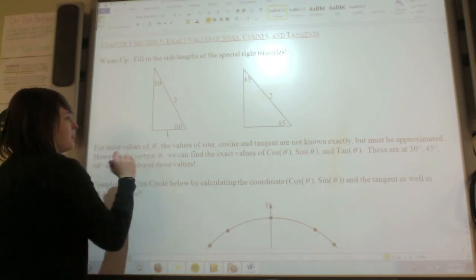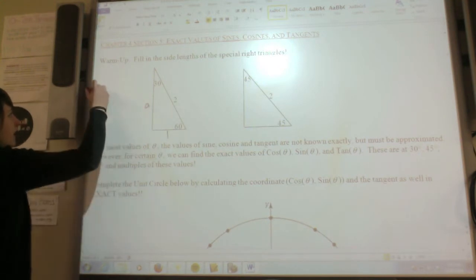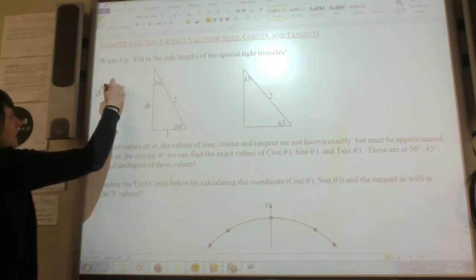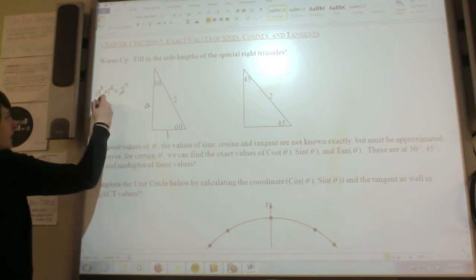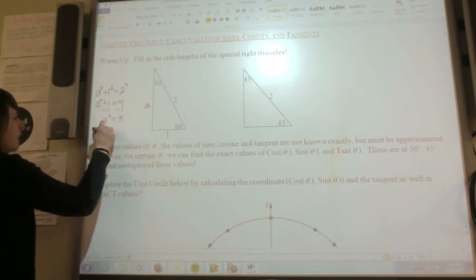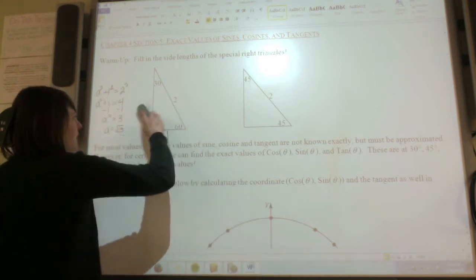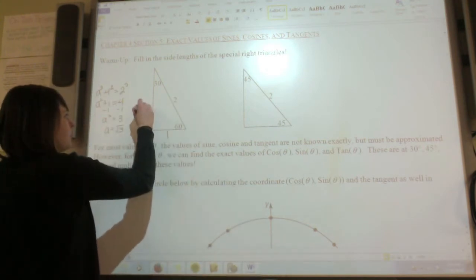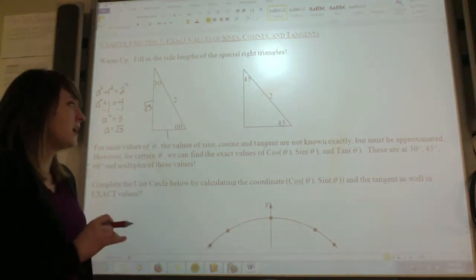And then, to get my other side, I can just use the Pythagorean theorem. So I can say, let's say this is a squared plus 1 squared equals 2 squared. Well, if I solve this, that's a squared plus 1 equals 4. And I subtract 1, that gives me a squared equals 3. So a equals the square root of 3. So this side here is the square root of 3. And this ratio holds true for all of your 30, 60, 90 triangles.